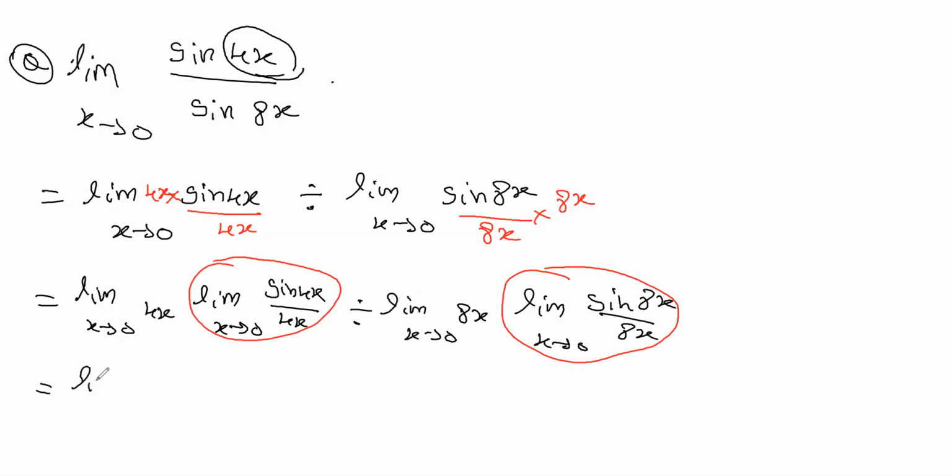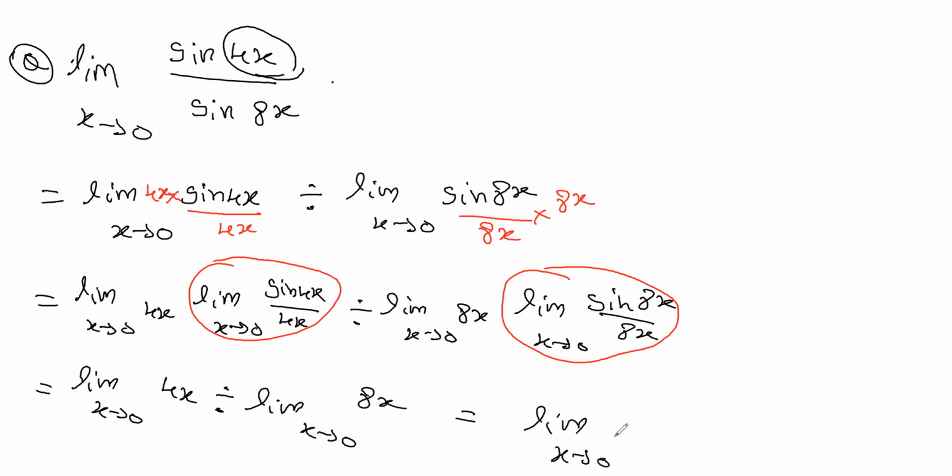So we got limit x tends to 0 of 4x divided by limit x tends to 0 of 8x. Don't substitute 0, otherwise again you will get 0 by 0 only. Now I'm just combining it, because if I can divide, I can combine, like limit x tends to 0, 4x divided by 8x. I can write it as 4x by 8x directly, right? Now I can cancel x and x.